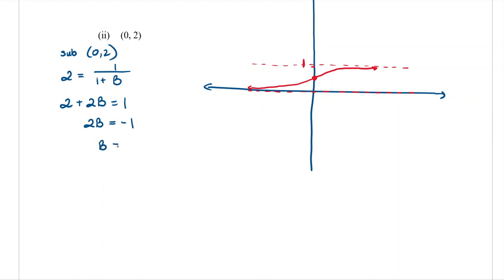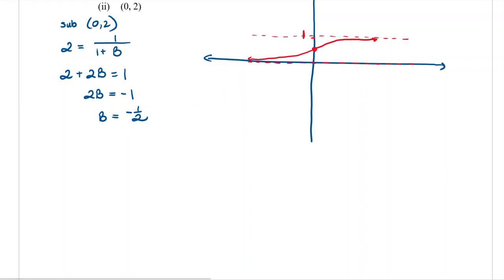Then 2b is equal to, subtract the 2 across, and I get negative 1. And b is equal to negative a half. So this equation, different equation, right? B is different now. So the solution curve is y equals 1 over 1 plus b, but b is negative a half, so minus a half e to the negative x. Okay, I'm going to draw that one now.